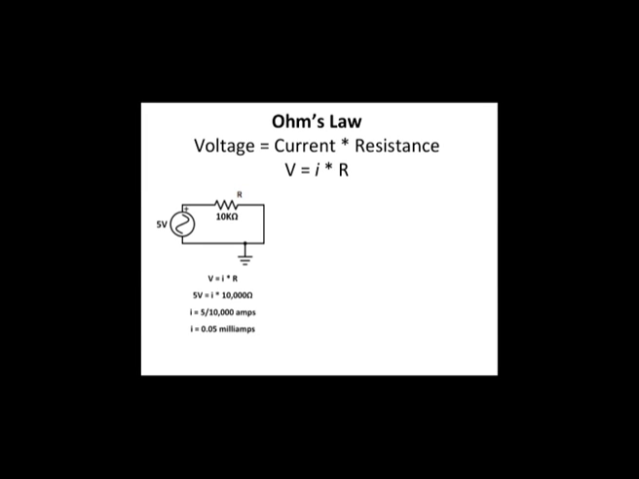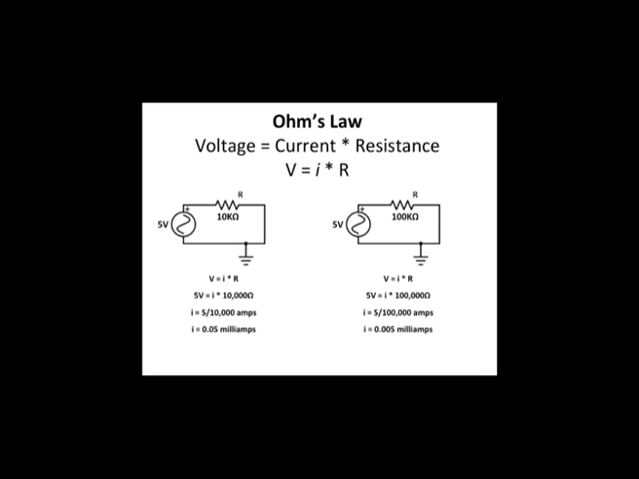This next circuit is very similar to the one that we just looked at, except the resistance is now 10 times as much as it was previously. This makes the current 10 times less than it was before, so it is now 0.05 milliamps. This is because the I and R are on the same side of the equation. Therefore, when the resistance in a circuit increases, the current decreases.